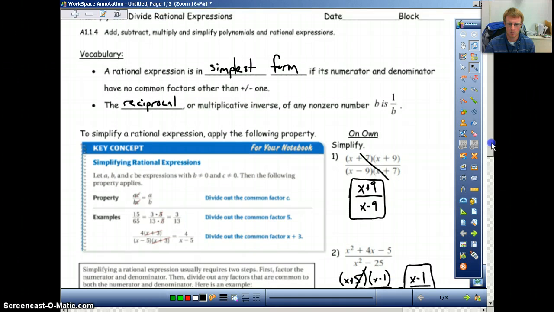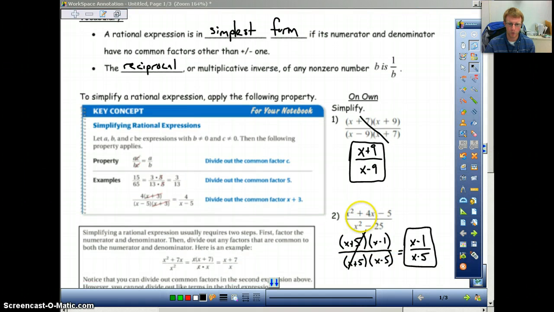Okay, next one down. x squared plus 4x minus 5 factors to x plus 5, x minus 1. The bottom, x squared minus 25, again, difference of squares, is x plus 5, x minus 5. The x plus 5s cancel out, so you're left with x minus 1 over x minus 5.